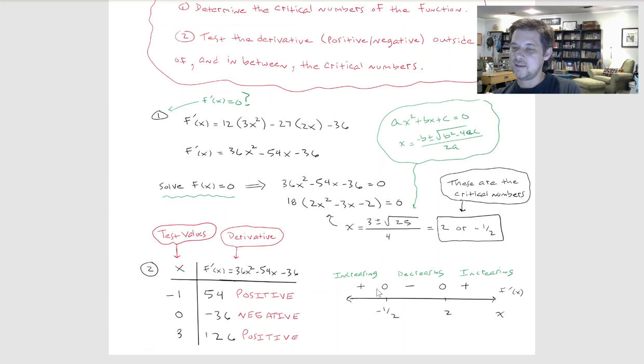If this is the x-axis and I chart what the function does along the x-axis, then it would be increasing up until you got to -1/2. Then it would turn around and start decreasing from -1/2 to 2, and then it would turn around again and start increasing on the other side. The curve would look something like this, okay? Where you can imagine -1/2 is right there and 2 is right there. It's rising and falling and rising like that. Okay, that's what this chart of my test values allows me to do.